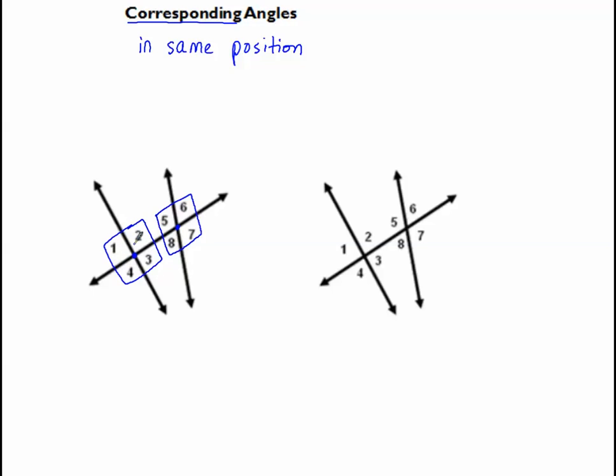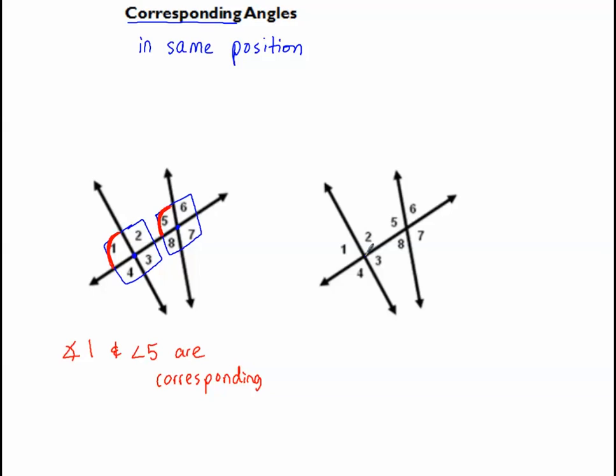Now, if I look at this intersection, on the left side of the intersection, that angle right there, instead of circling the angle, I'm going to show an angle mark. This angle right here is called angle 1. That's on the left side of the intersection. If I look at this intersection, on the left side of the intersection is angle 5. Therefore, angle 1 and angle 5 are corresponding angles. They are in the same position. They are both on the left side.